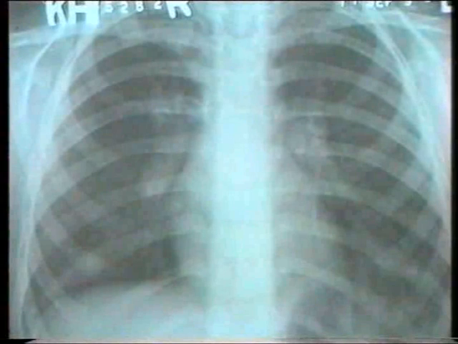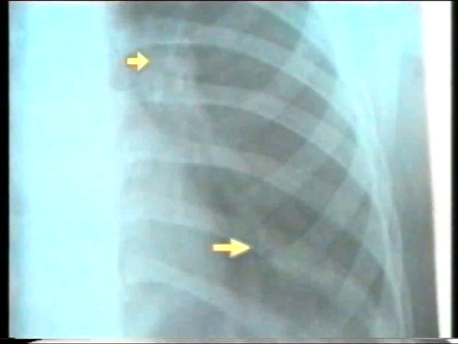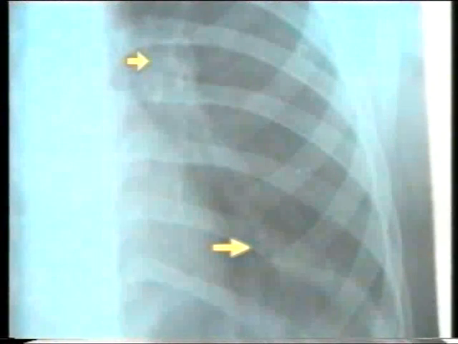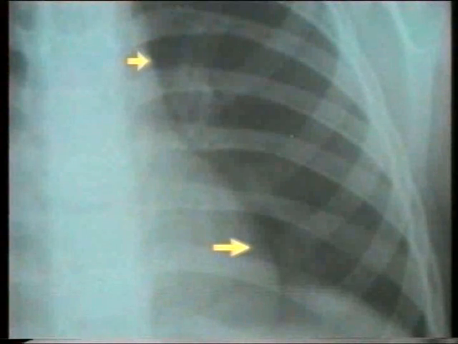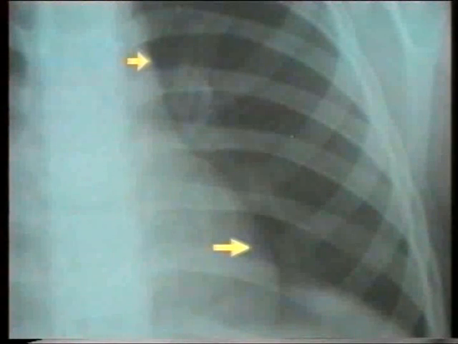This X-ray shows hilar congestion on both sides with hilar nodes on the left side. Note in close-up view the dense nodular shadows of the hilar nodes and the faint parenchymal infiltration. This is an X-ray of the same child after 6 months of treatment, where the lymph nodes and the infiltration have both resolved.